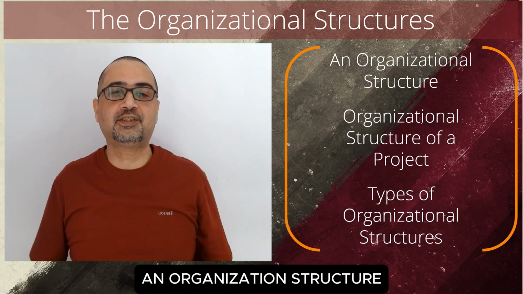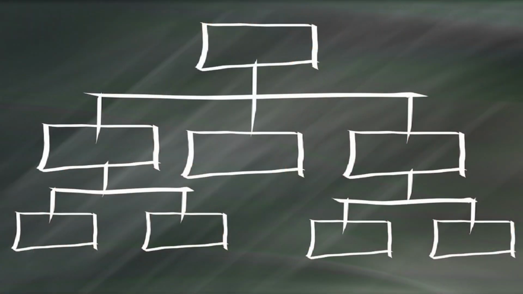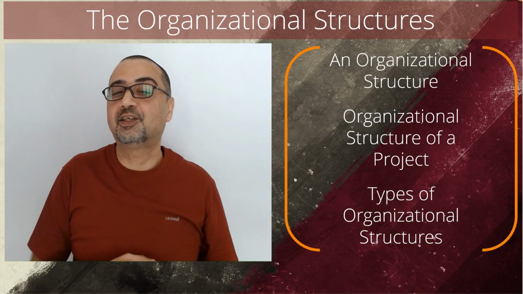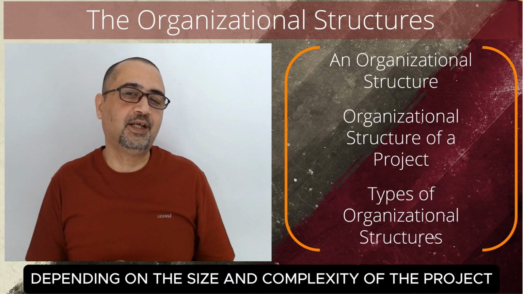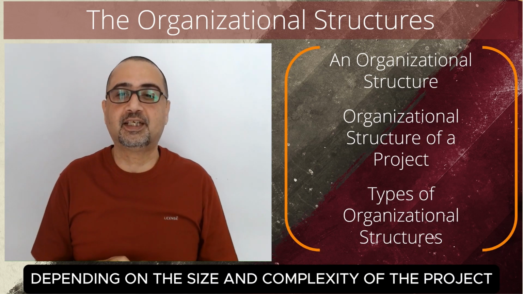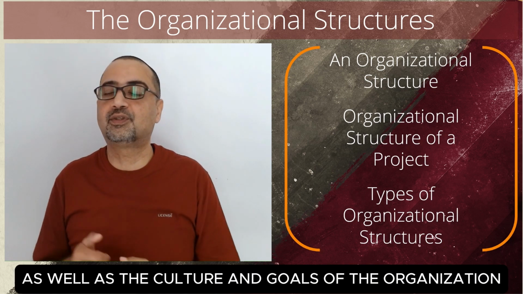Organizational structure determines how an organization functions, exercises power, and how resources are divided, organized, and coordinated. An organizational structure for a project is the way that the project team is organized and the relationships are established between team members. The structure can take many forms, depending on the size and complexity of the project as well as the culture and goals of the organization.